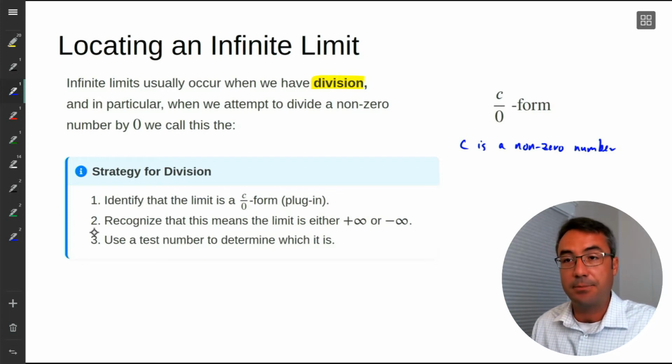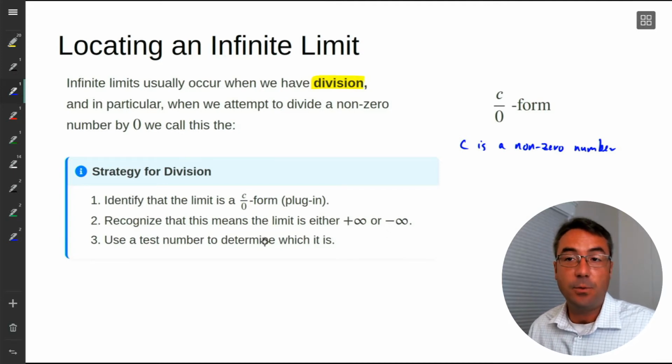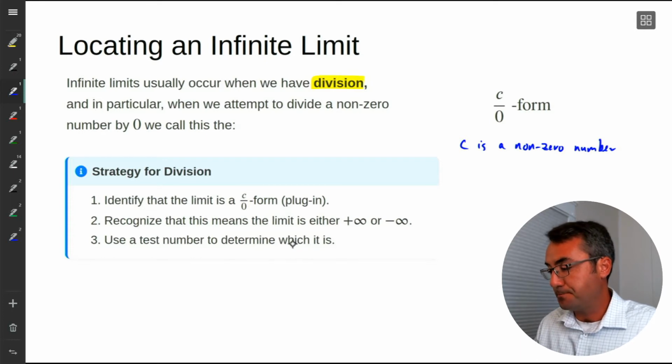So that's the second step. Recognize that when you have this form, it means the limit is either going to be positive infinity or minus infinity. We just have to decide which. And the way we do that is with a test number. So we're going to use a test number to help us determine if the result is going to be positive or negative. All right, so this is our strategy here.